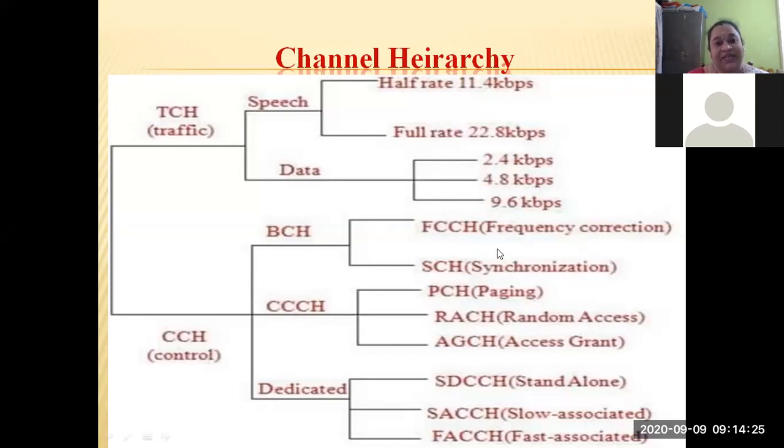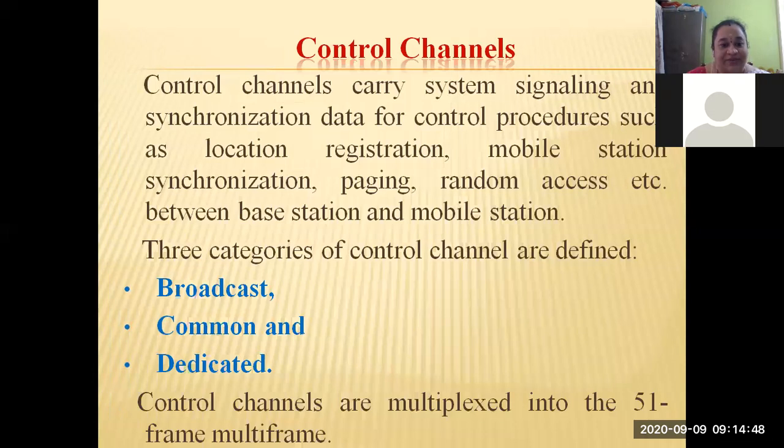The frequency correction channel is provided for rectifying the frequency errors caused by the neighboring channels. If there is any problem because of the neighboring channels, it will be corrected by the frequency channels. And the synchronization channel is for establishing a connection between the BTS and the mobile stations. That is the broadcast control channels.